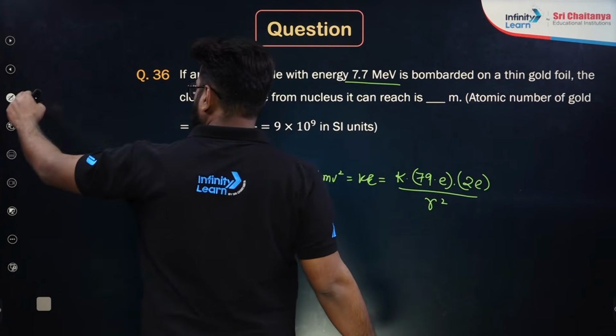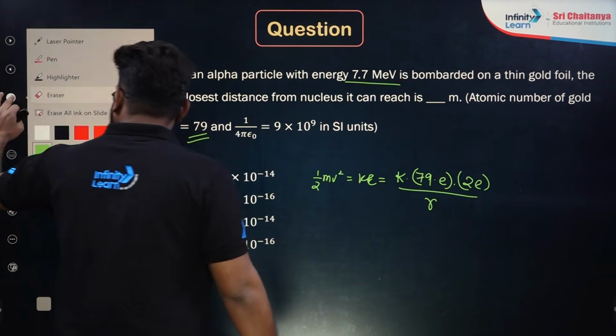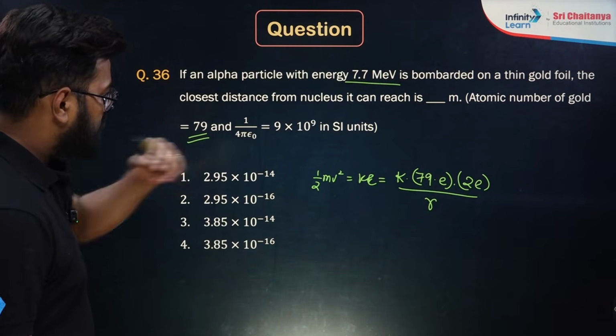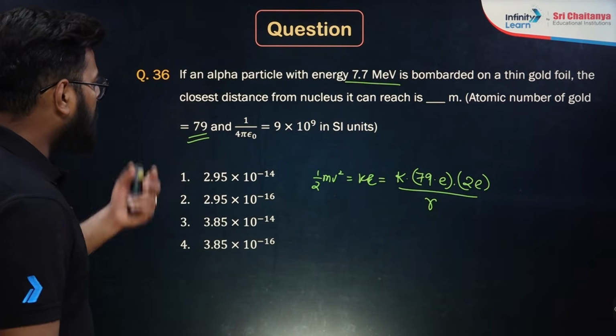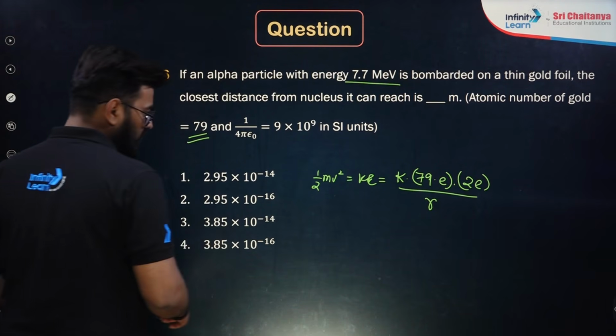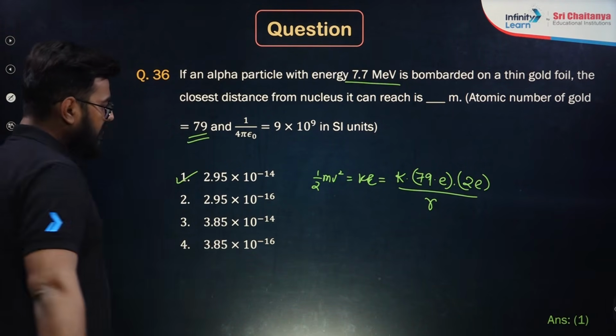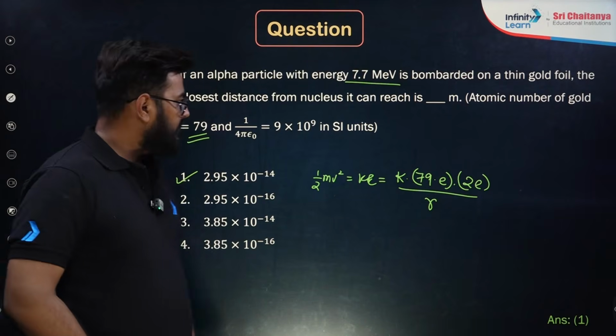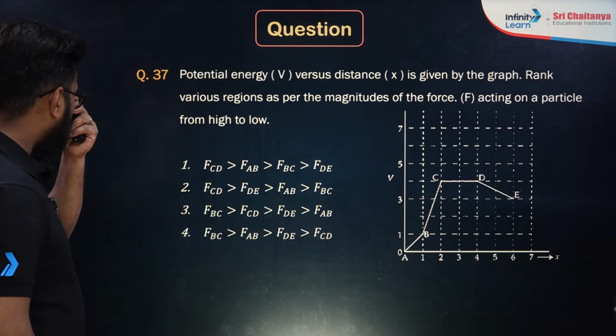Sorry, it is r. k q1 q2 upon r, right? Now, I think the value of e you already know, and 1 upon 4 pi epsilon is also already given. This is in mega electron volt. You will be able to find out the value of r. It will be 2.95 into 10 raised to the power minus 14. Okay, the paper was calculated, undoubtedly.